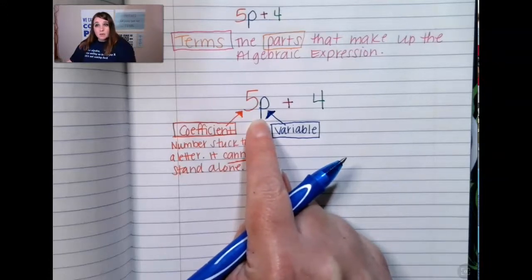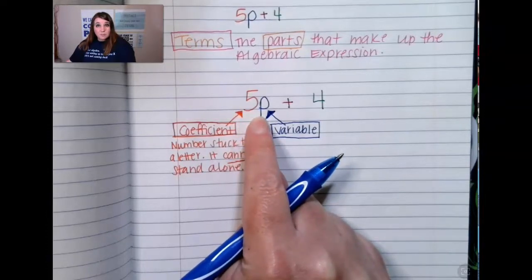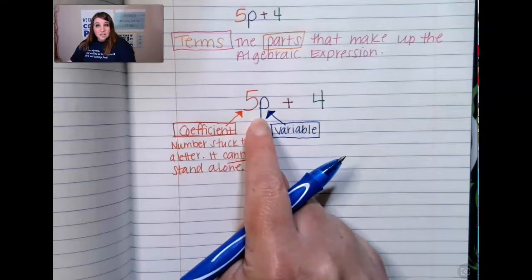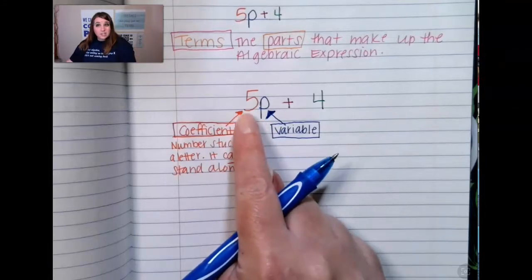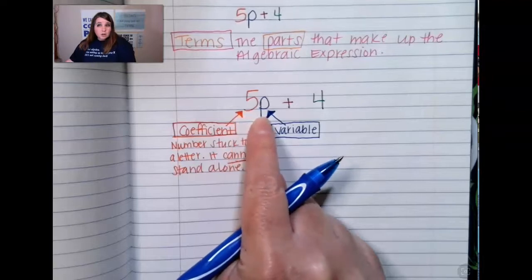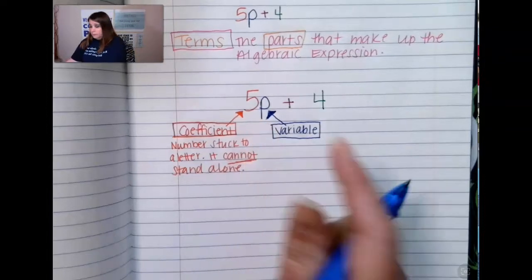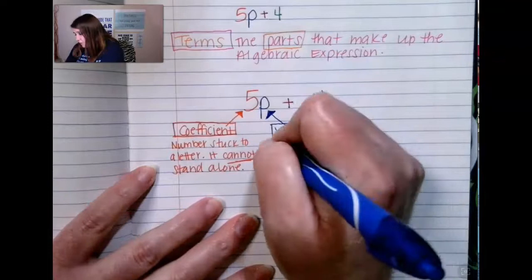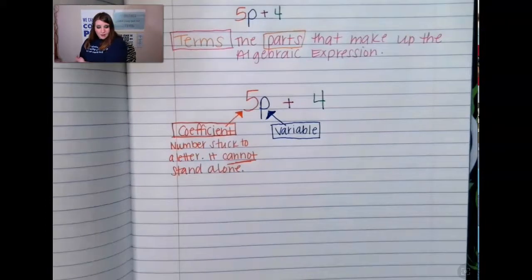So this could be a 6. This could say 5 times 6. P could stand for 6. It could stand for 7. It could stand for 800. We don't know. Okay? This could mean $5 per peach. We don't know how many peaches were sold. So we use a placeholder until we find out how many peaches were actually sold. So this variable is a placeholder. It doesn't have a value until we give it a value.